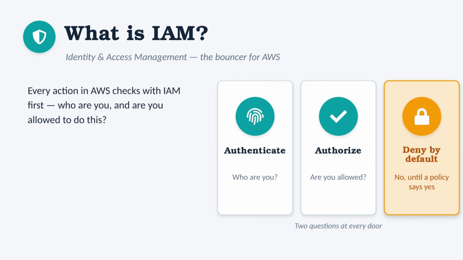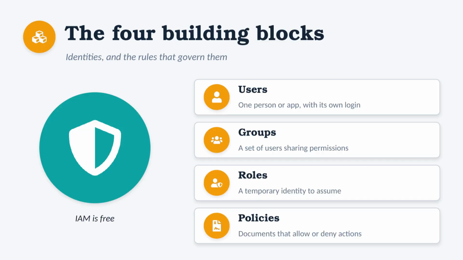Before anything happens, it asks two questions. Who are you? And are you allowed to do this? The first question is authentication, proving your identity. The second is authorization, checking your permissions. IAM handles both. And here's the good news. IAM is free, and it's built on just 4 building blocks.